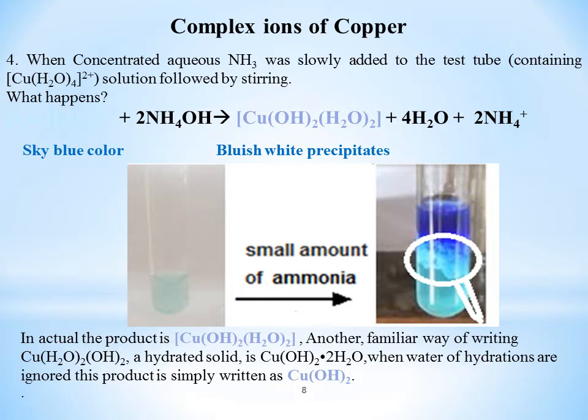Ammonia, after removing two water molecules from this sky blue colored complex, forms ammonium ion, as you can see in the product, and the hydroxide ions are combined with copper and forming copper hydroxide, bluish white precipitate.